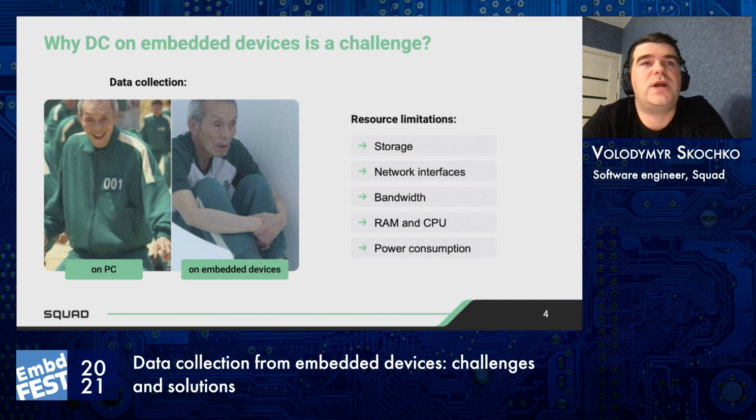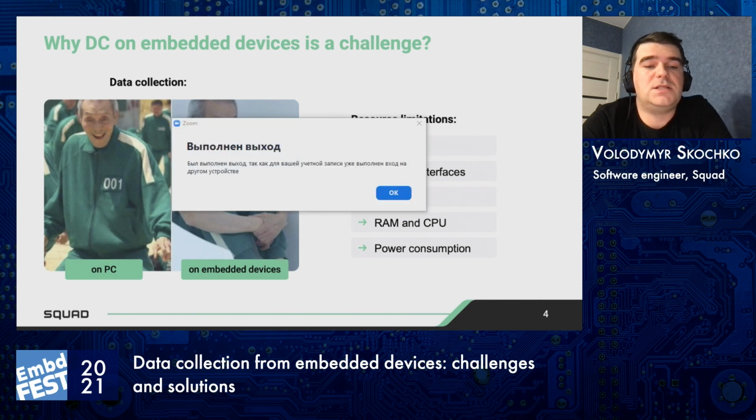The next one is RAM and CPU. We usually use energy effective chips, but on the other hand, these chips have lower performance, and that's maybe the big restriction for your data collection process. And the last one here is power consumption. If your device uses some internal battery as the main power source, then you may face additional limitation on your data collection.